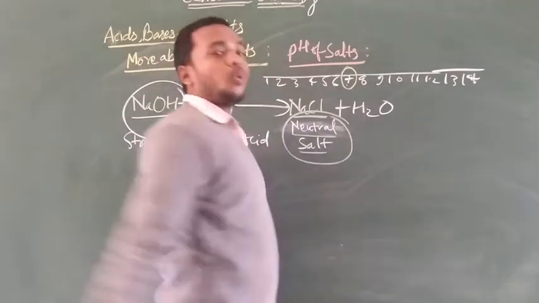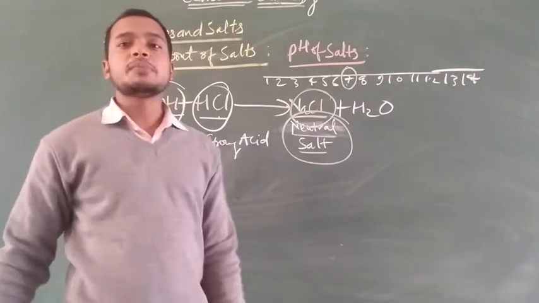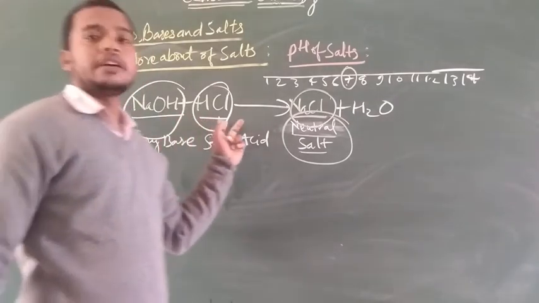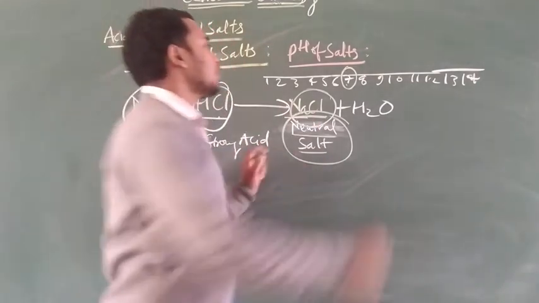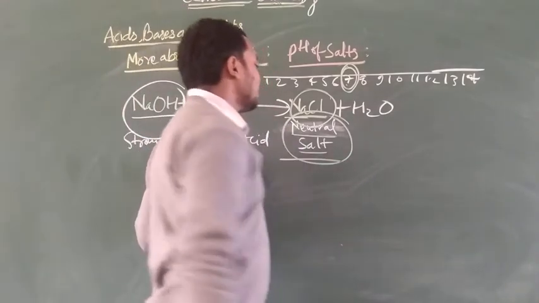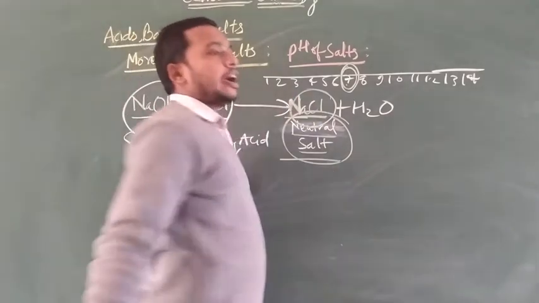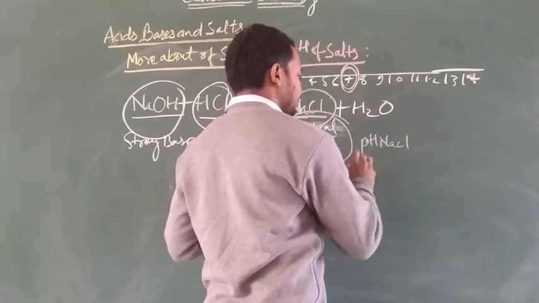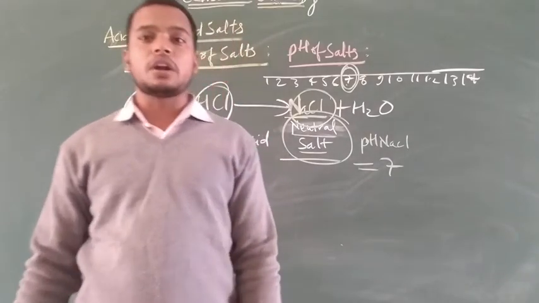So NaCl, our salt, is produced by the combination of sodium hydroxide and hydrochloric acid. So it is neutral, and the pH of a neutral salt is the same, 7. In this way, we say that the pH of NaCl will be equal to 7. It means NaCl is a proper neutral compound.